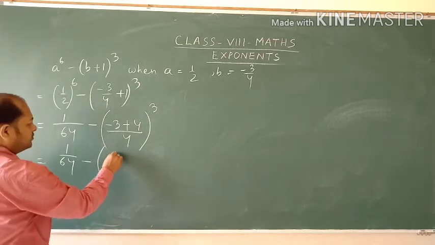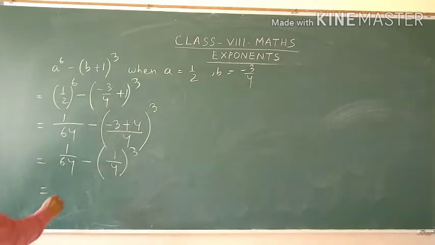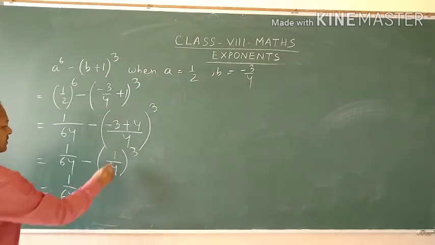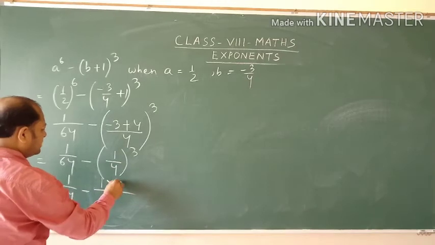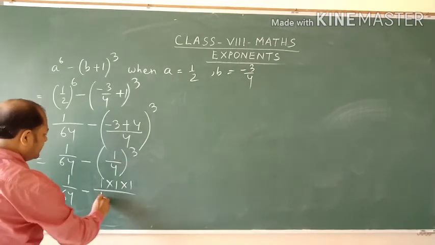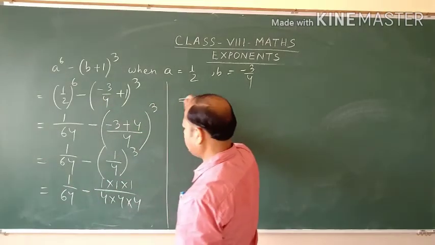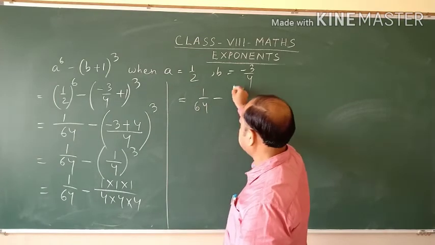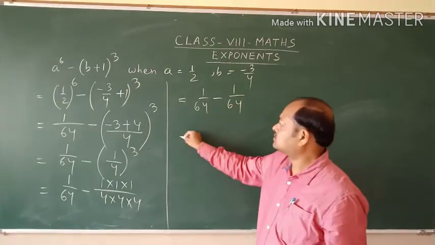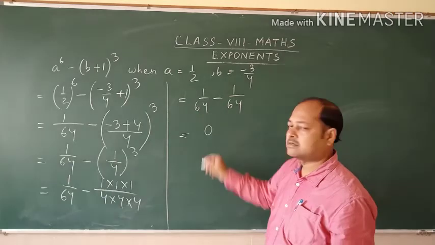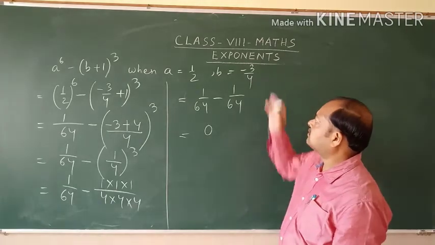The answer will become 1 upon 4 to the power 3. So again, 1 upon 64 minus 1 to the power 3 becomes 1, and 4 means 1 to the power 3 means 1 into 1 into 1, and 4 to the power 3 you can write 4 into 4 into 4. So what is the answer now? Equal to 1 upon 64 minus 1 upon 64, because 4 into 4 into 4 will become 64. So 1 upon 64 minus 1 upon 64, the answer will become 0. Like that, we can simplify more problems in this chapter of exponents.